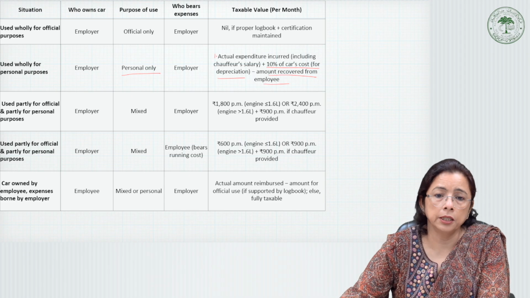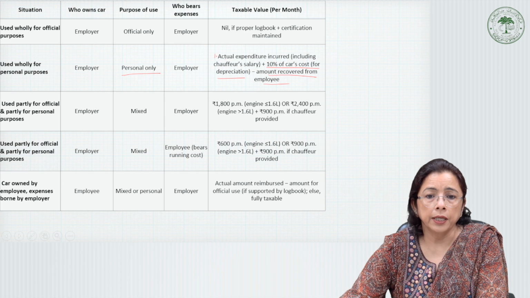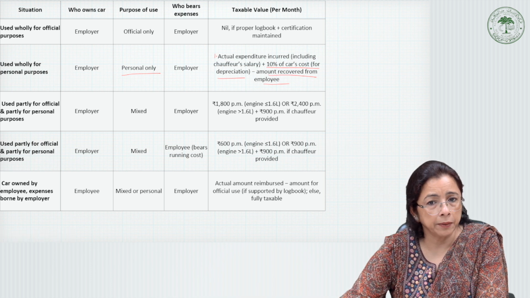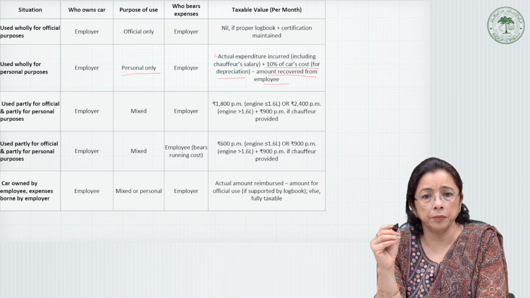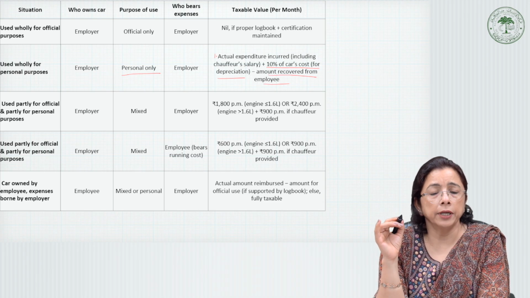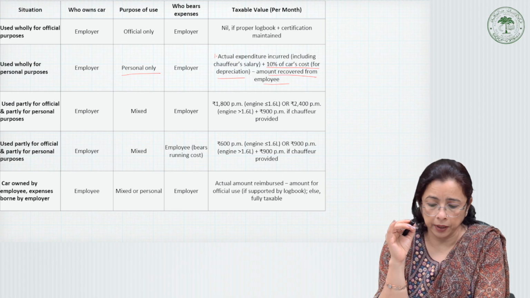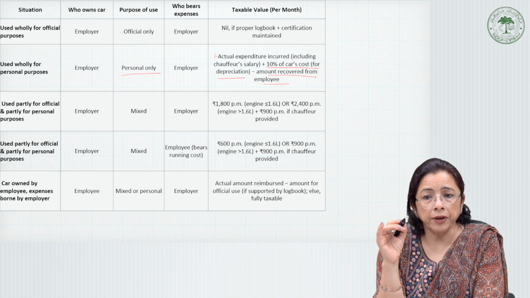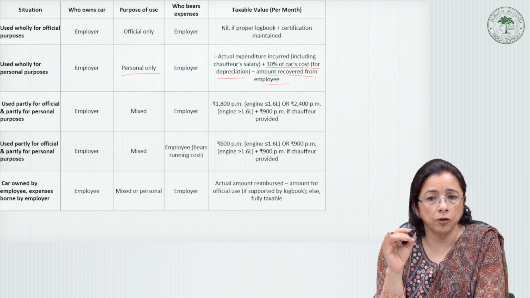The third situation is when the car is taken on lease. It is not owned by the employer, but he has rented it, and it is used exclusively for the private or personal purpose of the employee or any members of his household. In that case, whatever amount is spent on running and maintaining the car, and the remuneration, if any, paid to the driver, less any amount charged from the employee. So this is situation 3, when the car is taken on lease.